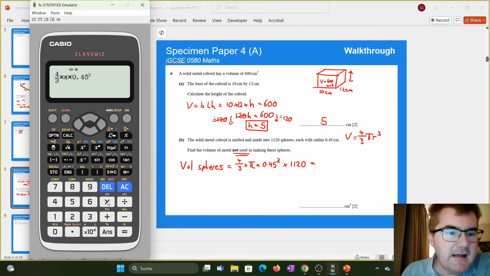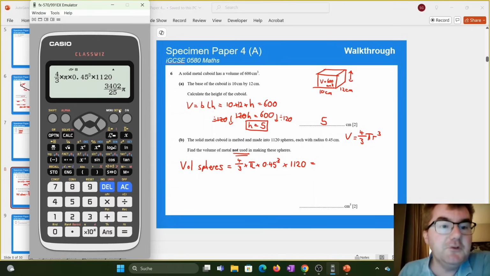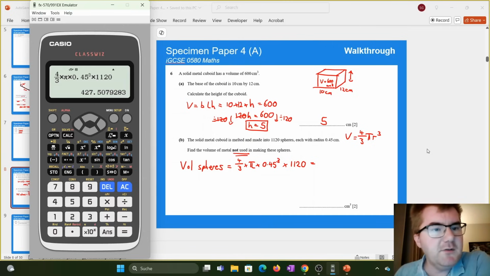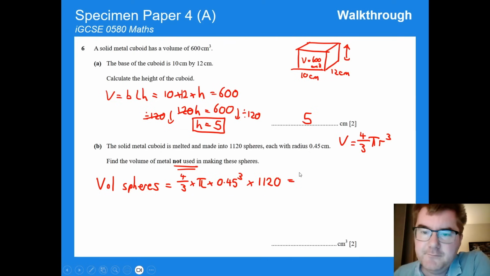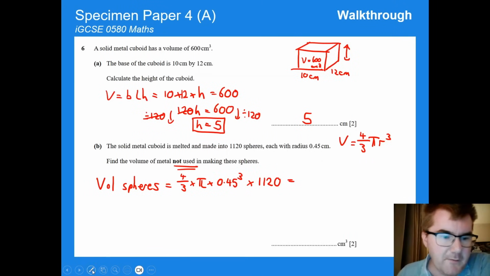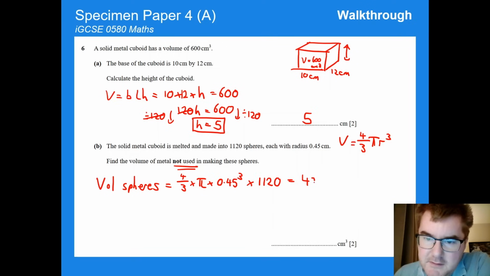And then we're going to times by 1,120. Now usually it gives you in terms of pi. If you want to change this to a decimal, you can just press this button here. So we get 427.5. So I'm just going to write that down with my pen function, there we are, 427.5.